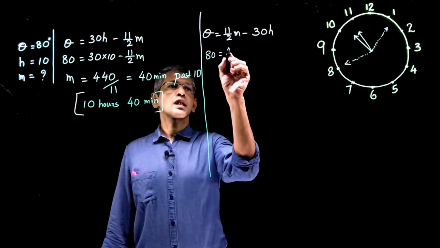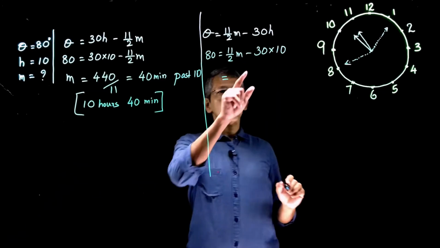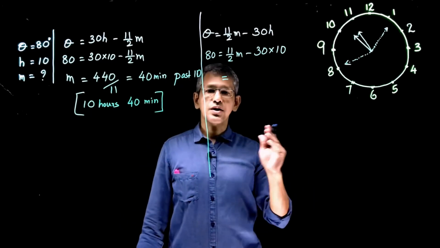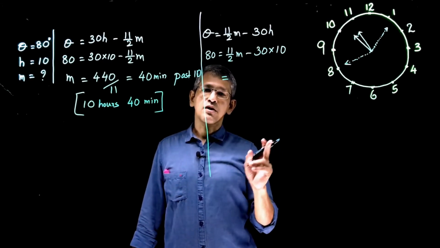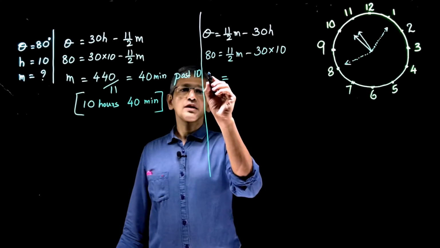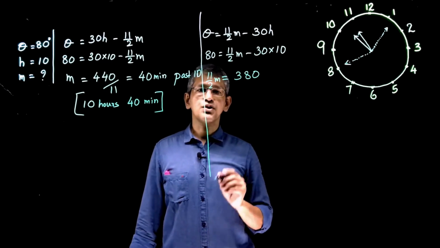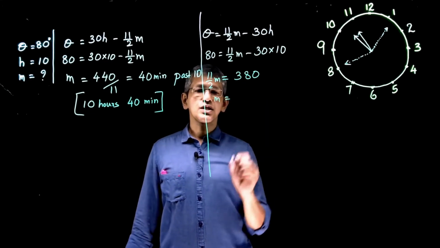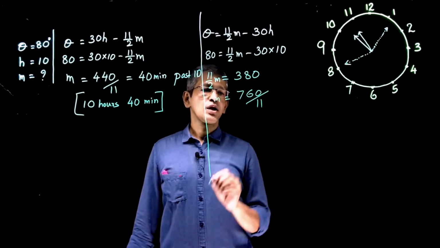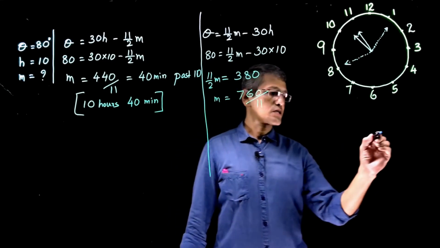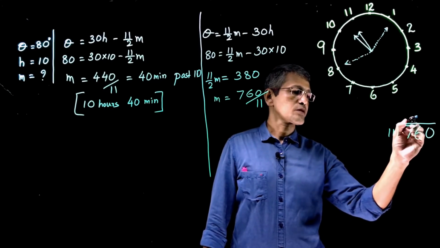80 is equal to 11 by 2m minus 30 into h. 30 into 10 is 300, and 80 is here. So this is minus 300, we'll take to the other side. So that becomes 380. So 11 by 2m is equal to 380. Now we have to cross multiply with the 2. So m is equal to 380 into 2, 760, and 760 divided by 11. So 760 by 11 is what? How many times? 6 times, right?